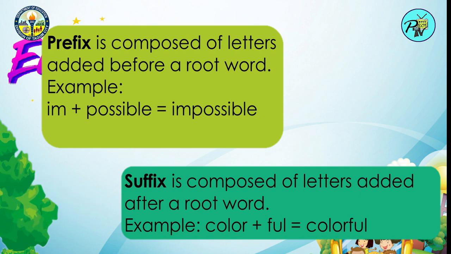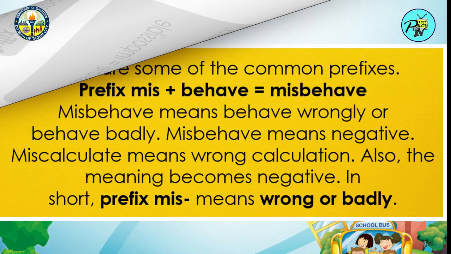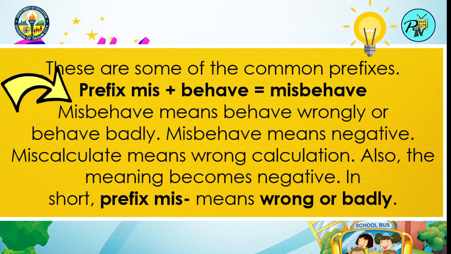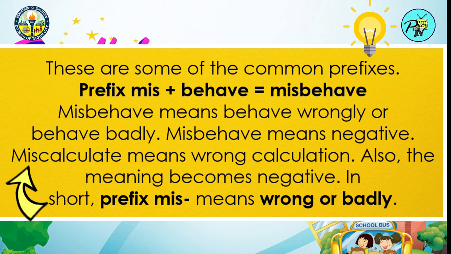These are some of the common prefixes. Prefix mis plus behave is misbehave. Misbehave means behave wrongly or behave badly. Misbehave means negative. Miscalculate means wrong calculation. Also, the meaning becomes negative. In short, prefix mis means wrong or badly. Now flip your module to page 9.